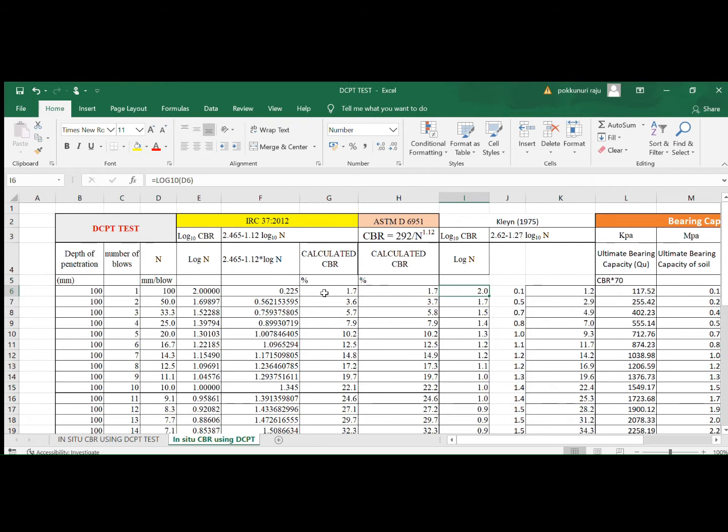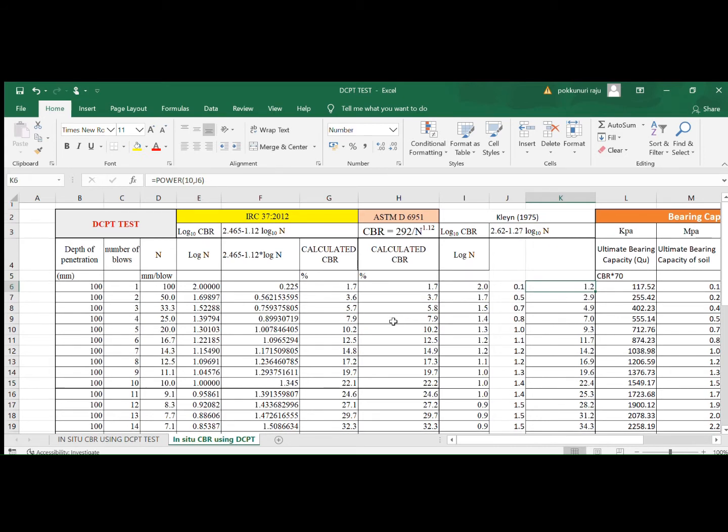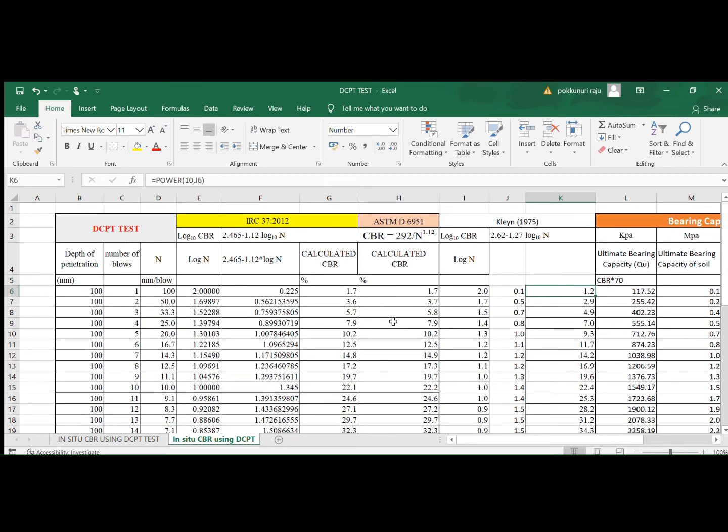But when we check the equation developed by Klein in the year 1975, the log n values are substituted in log of CBR base 10 equal to 2.62 minus 1.27 log n base 10, and the CBR is calculated to be 1.2. So this shows that there is a slight variation in the CBR value calculated by all the three equations.